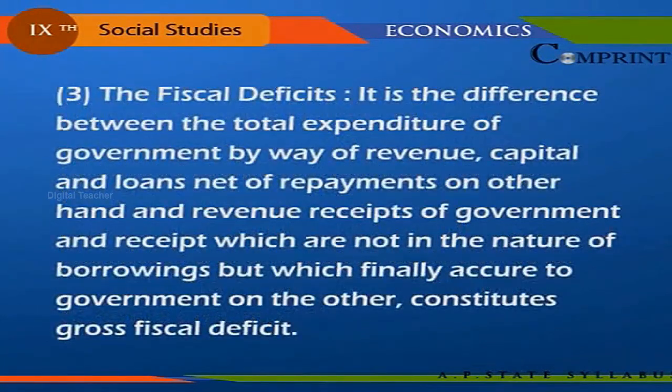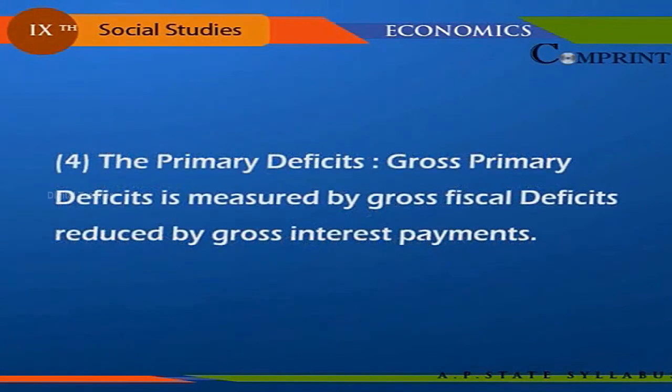3. The fiscal deficit. It is the difference between the total expenditure of government by way of revenue, capital and loans, net of repayments on one hand, and revenue receipts of government and capital receipts which are not in the nature of borrowing but which finally accrue to government on the other, and it constitutes gross fiscal deficit. The primary deficit. Gross primary deficit is measured by gross fiscal deficit reduced by gross interest payments.